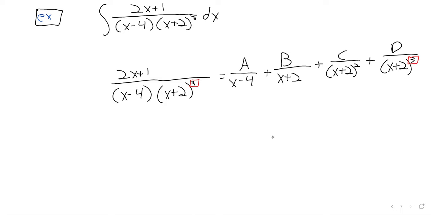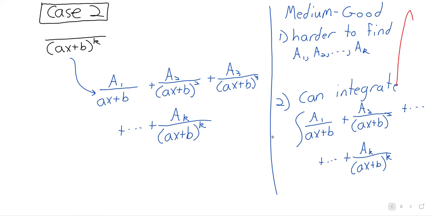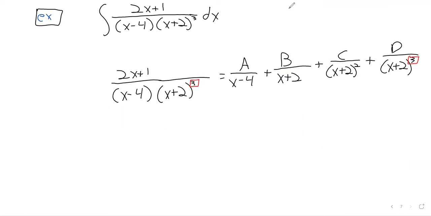And the reason I said that this case is only medium good is that finding that A, B, C, and D is going to be kind of a hassle. But let's see what we can do. To start with, we do exactly the same thing we did last time, which is multiply both sides by the denominator of the left-hand side. Clear the denominator is what we say if we're trying to sound fancy.